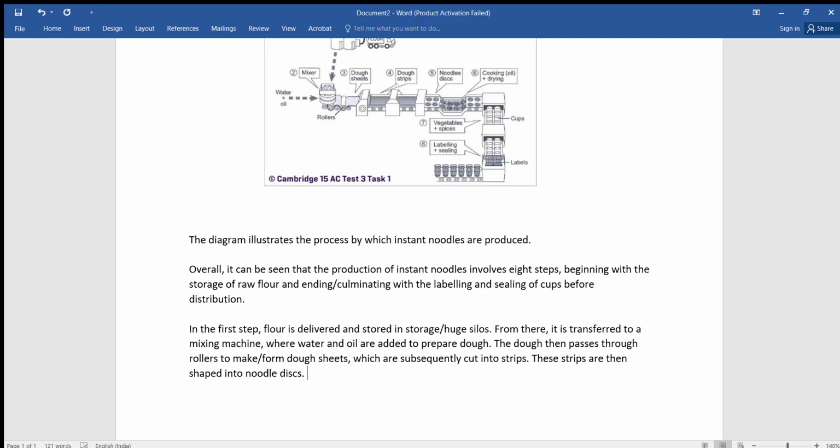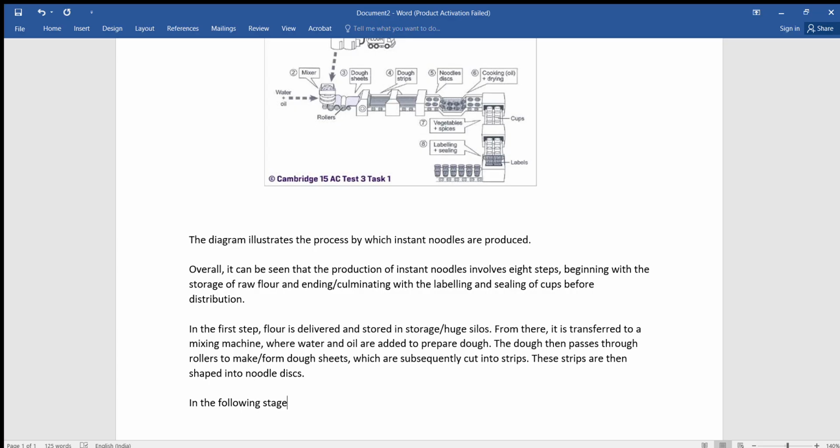Okay, so we have done with 5 steps, right? Now we can make the second BP. Okay, and what is happening next? Cooking is done. After that, drying is done, and then vegetables and spices are added, and labeling and sealing. Okay, so we can use this connector in the following stages.